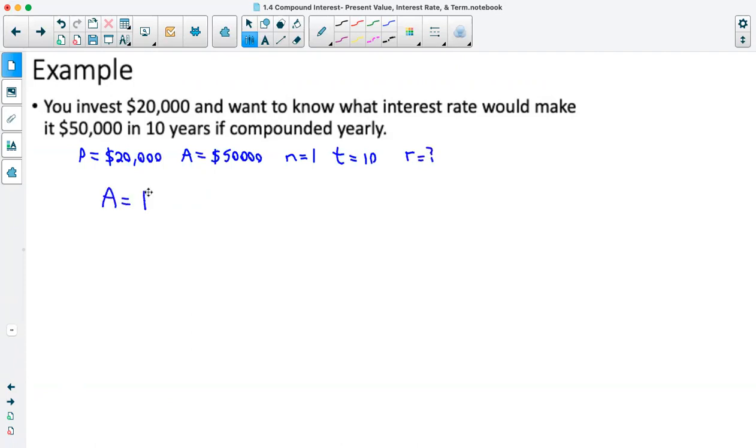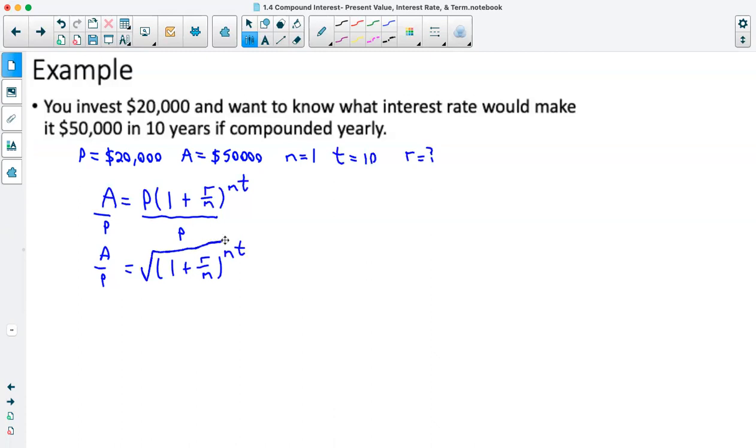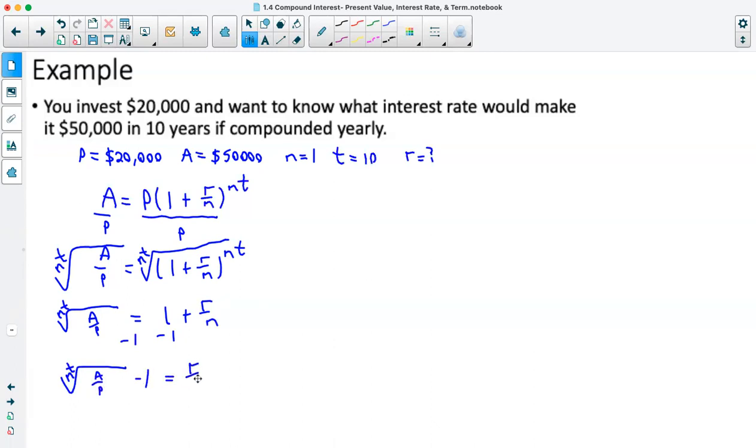So we have A is equal to P times 1 plus R over N to the NT. We'll divide both sides by our principal. So we've got A over P is equal to 1 plus R over N to the NT. So we'll take the NT root of both sides. So it's the NT root of A over P is equal to 1 plus R over N. We'll subtract 1 from both sides. So we've got the NT root of A over P, minus 1, equals R over N.